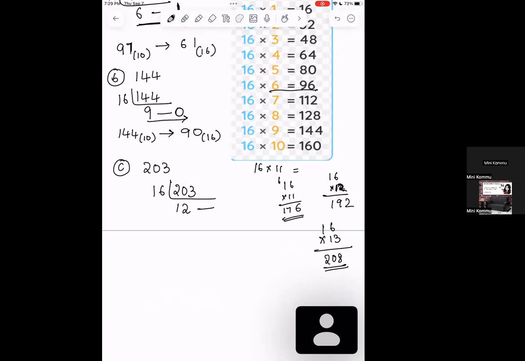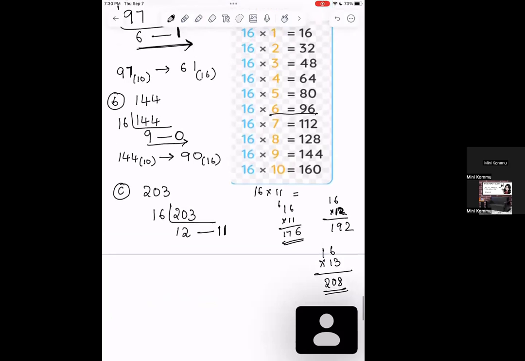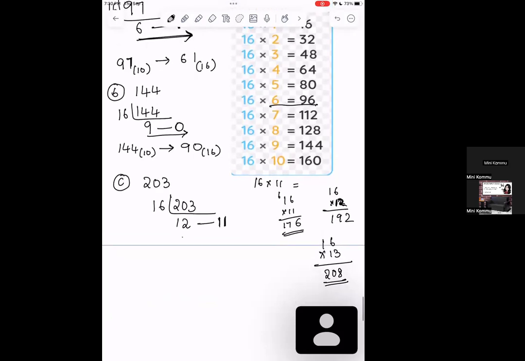203 minus 192, which will be 11. All right. So what I have over here is 12 is too small to go in 16. So I'm going to leave it over here. I have 12 and 11.